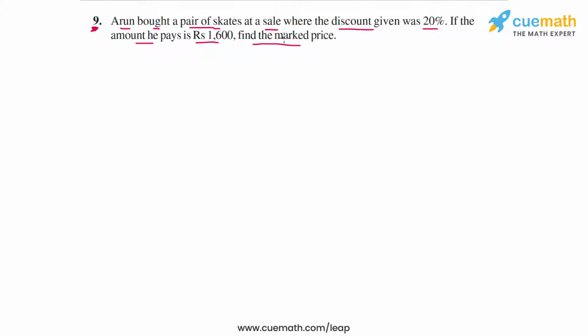So we don't know the marked price, but we know that there is a 20% discount on the marked price, and as a result, Arun ended up paying rupees 1600 for the skates. So we have to find the original or the marked price of the skates. So that is the problem.